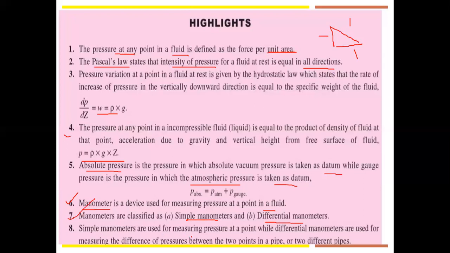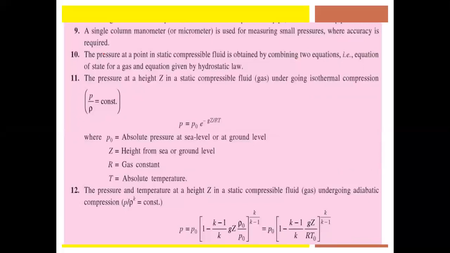Simple manometers are used for measuring the pressure at a point, while differential manometers are used for measuring the difference of pressures between two points in a pipe or two different pipes. So there is a difference between simple manometers and differential manometers, right? Next, a single column manometer or micrometer is used for measuring small pressures where accuracy is required.